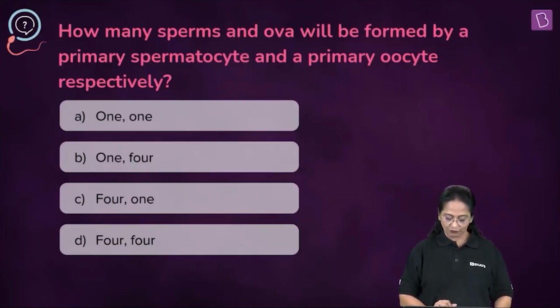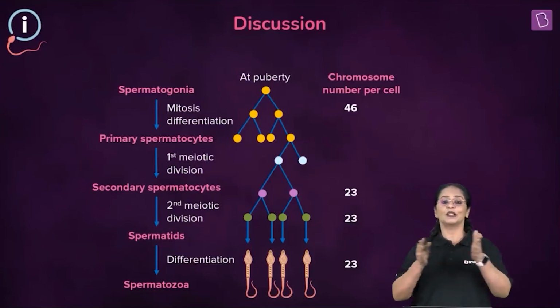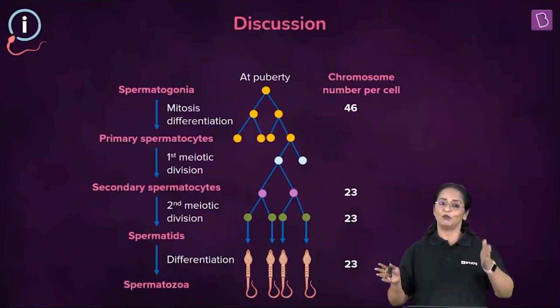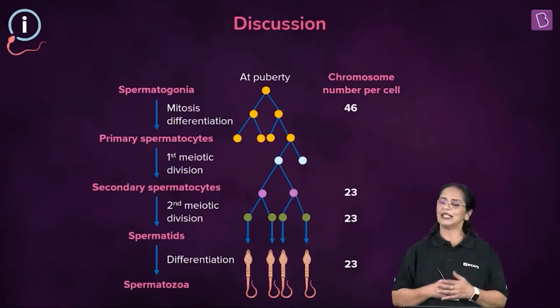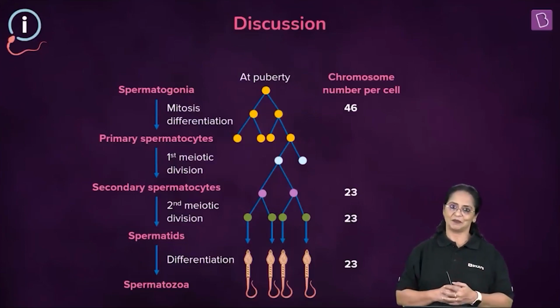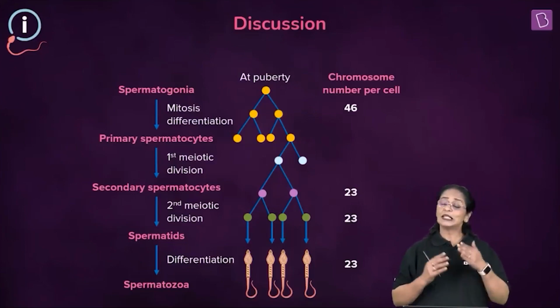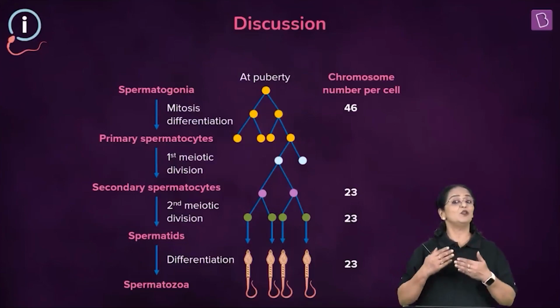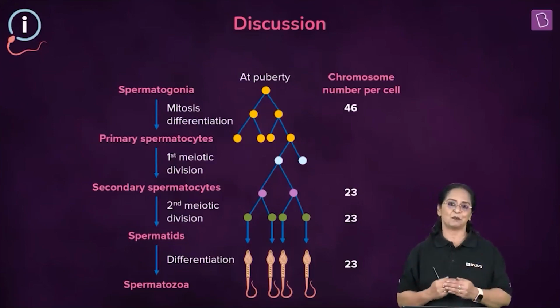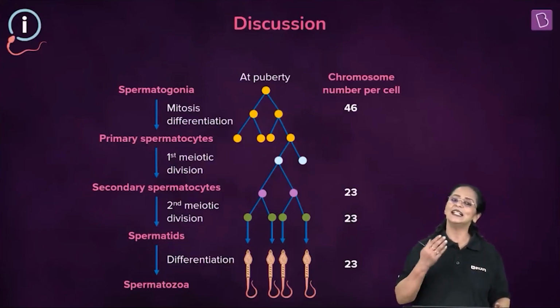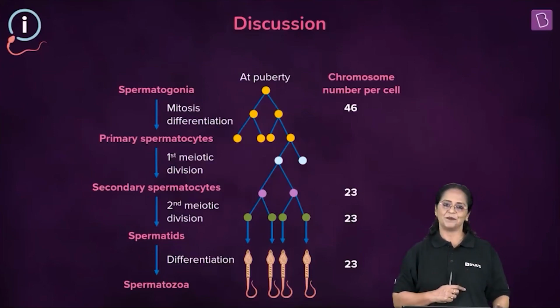Gametogenesis, the formation of gametes, is broadly divided into two. Formation of the male gamete is called spermatogenesis. Formation of the female gametes is called oogenesis. Now in humans, spermatogenesis begins at puberty. And it takes place in the seminiferous tubules, which are present in the testis. So the testis is the primary sex organ, right?